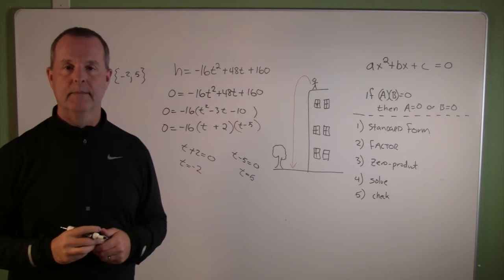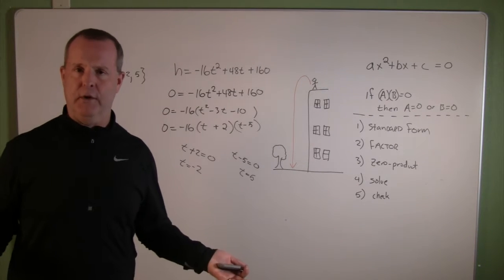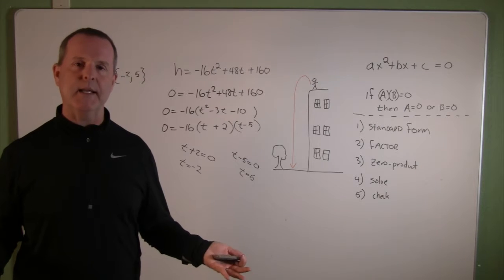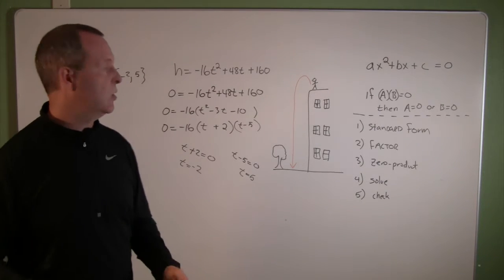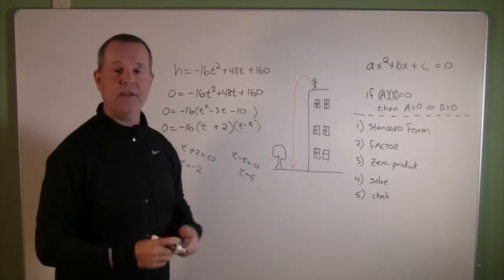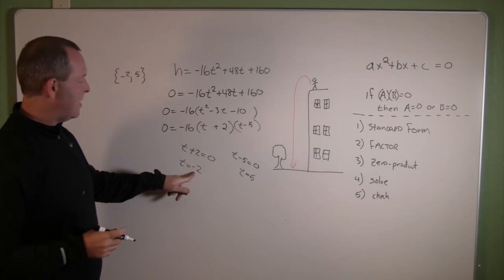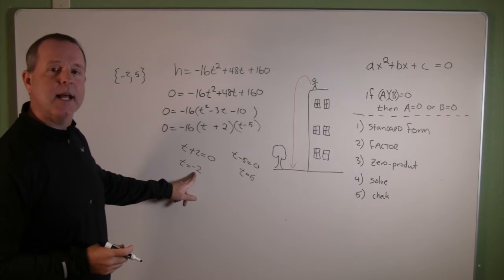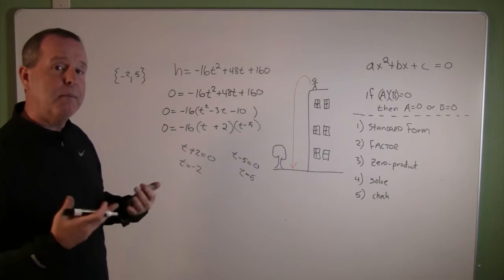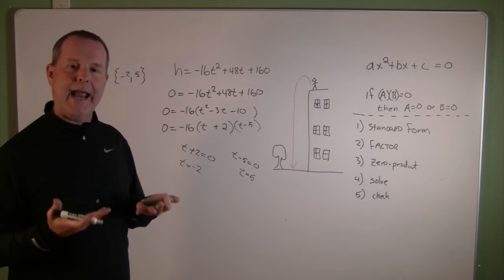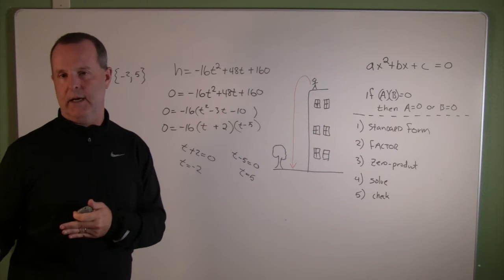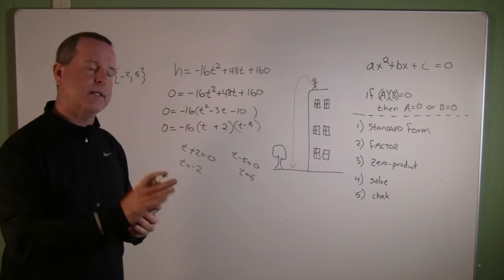And I'm done. That is, if I didn't read the question. The question asked me how many seconds it will take for this object to hit the ground once I throw it from the roof. Well, a time equals negative 2 seconds doesn't make sense. Although the math works, it doesn't fit our reality because we can't go backwards in time. We can always go forwards in time.